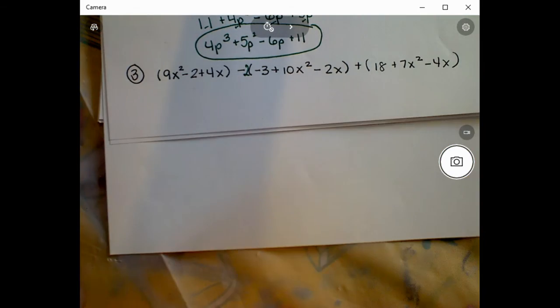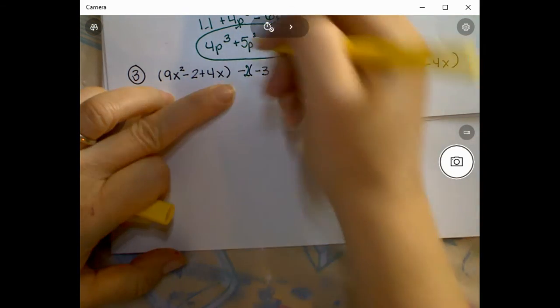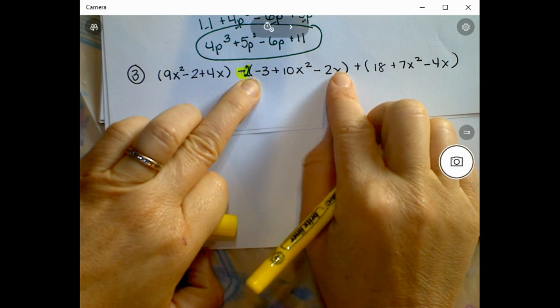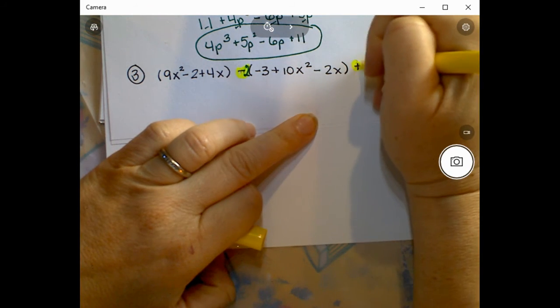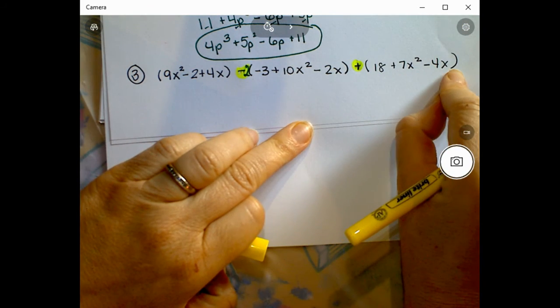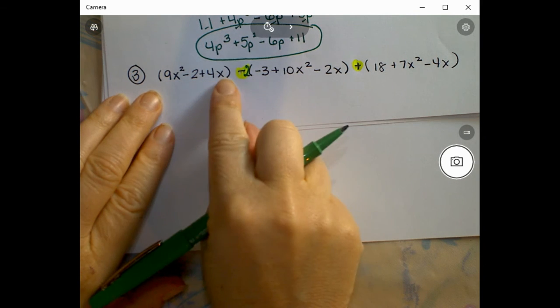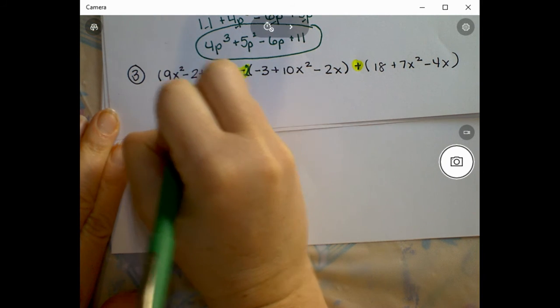So this problem has a couple different terms. It has this one, then it has a number and a sign, another polynomial with 3 terms, a plus, and then another polynomial with 3 terms. So we're actually going to do both steps for this problem. All right, so the first thing we're going to do is remove the parentheses from here because there is nothing to be distributed.